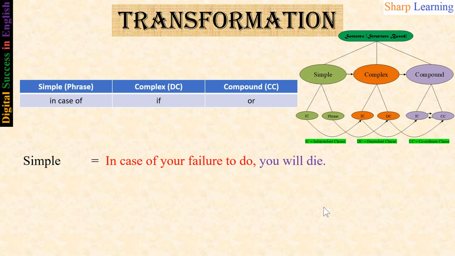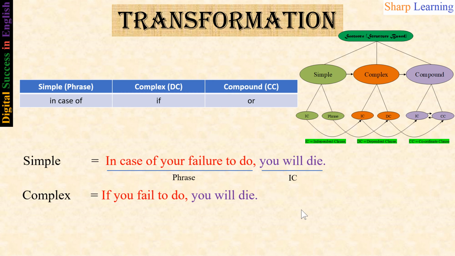In case of your failure to do, you will die. In simple sentence here, in case of your failure to do, it is a phrase, you will die, it is a clause, that means IC. So how can we transfer this simple sentence into complex? See, from phrase we have to make a DC and IC will remain IC, same. See here, if you fail to do, you will die. If you fail to do is DC, you will die, same IC. How have we changed it? In case of your failure to do, it is phrase, and instead of this prepositional phrase, that is in case of, we have used here if.